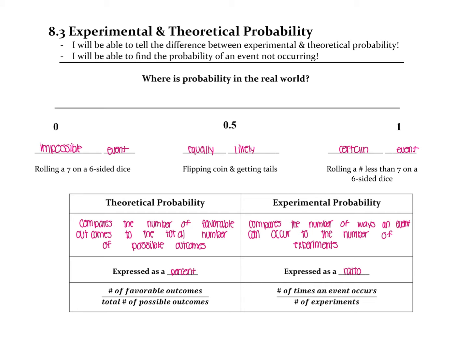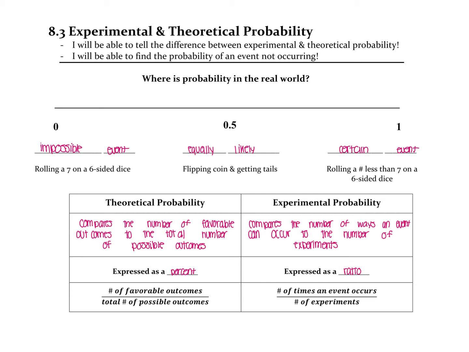If you have a probability that is 0.5 or 1/2, which would also translate to 50%, this is what we call equally likely, meaning whatever event you have is equally likely to happen. For example, flipping a coin and getting tails is as equally likely as landing heads.